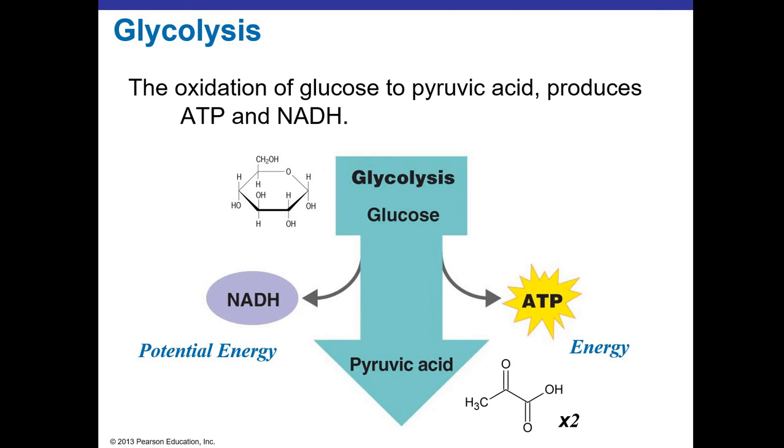So therefore, we're going to be able to generate 2 pyruvic acids for every 1 molecule of glucose. In the process, we're going to generate a little bit of direct energy in the form of ATP and a little bit of potential energy in the form of NADH. So again, if we start to think of NADH as this foreign currency, we have some money for exchange, but we have to get it into the right form to be able to actually use it.